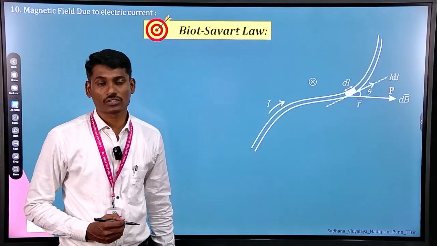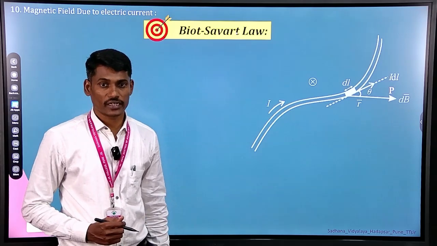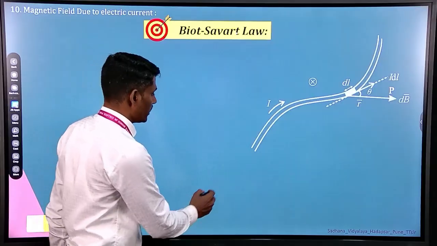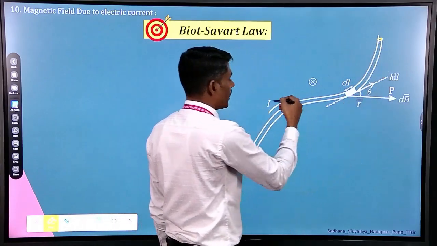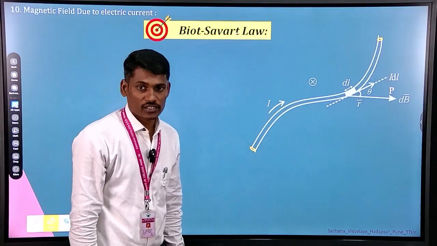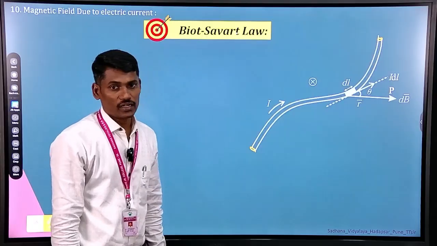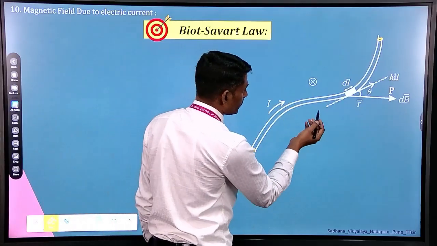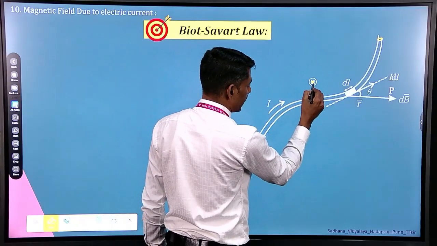Now this law gives the relation between the magnetic field produced by the current carrying wire and its current. Here we consider the current carrying wire, and the current I is passing through this wire. Now what is the direction of the magnetic field? We have seen that the direction of the magnetic field is given by the right hand thumb rule. Here the direction of the magnetic field at this side is in the outward direction, right?